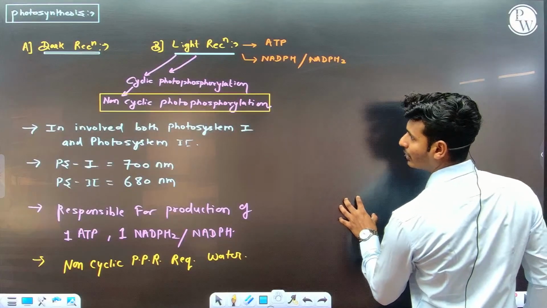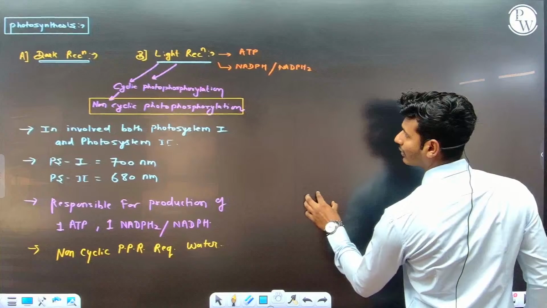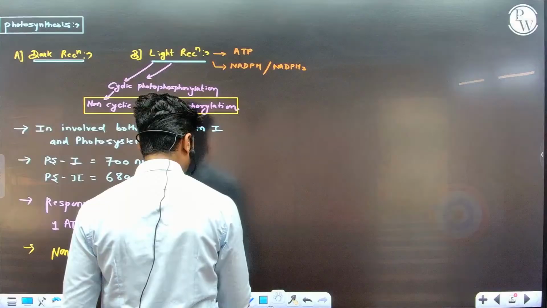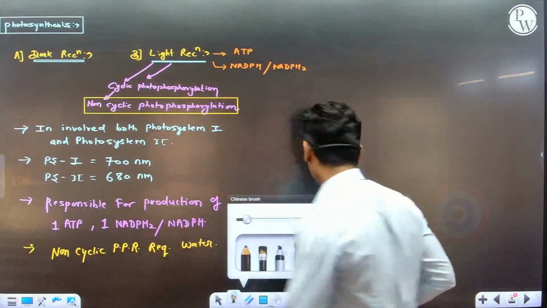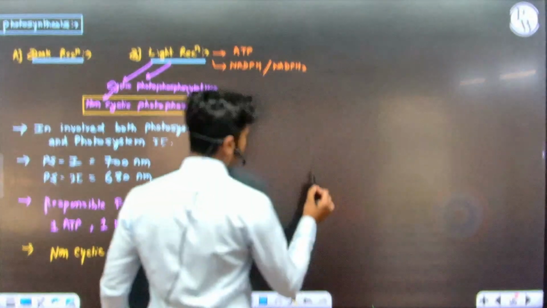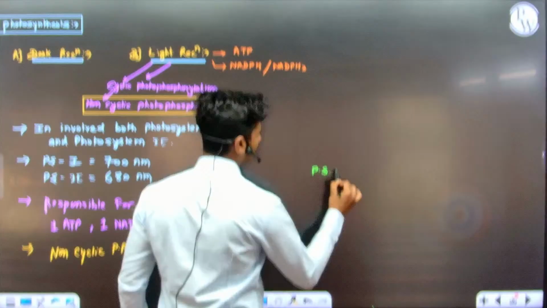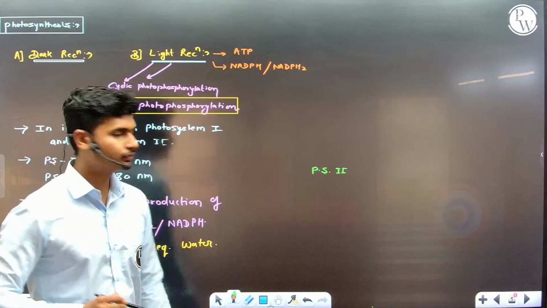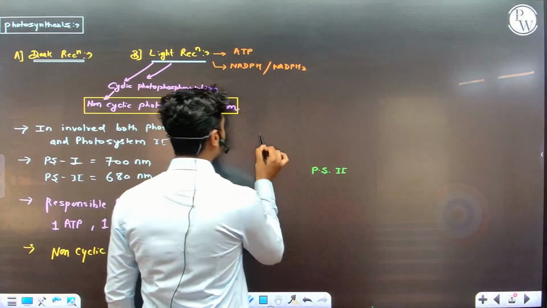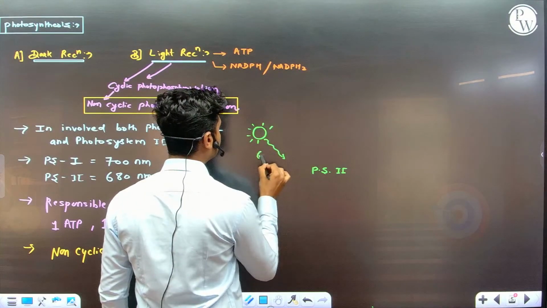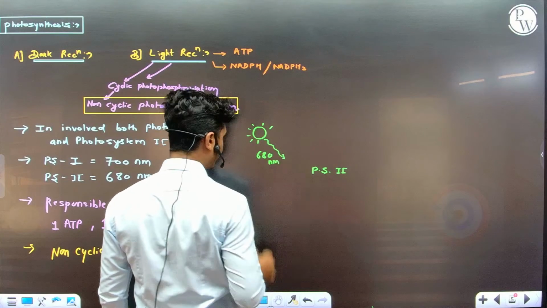Just focus on the board. Okay, I am writing here a non-cyclic photophosphorylation. So I told you before also that it involves both photosystem 1 and photosystem 2. Consider it starts from photosystem 2. How many nanometers of light are required for PS2? 680. For example, this is the sun. 680 nanometer of sunlight.